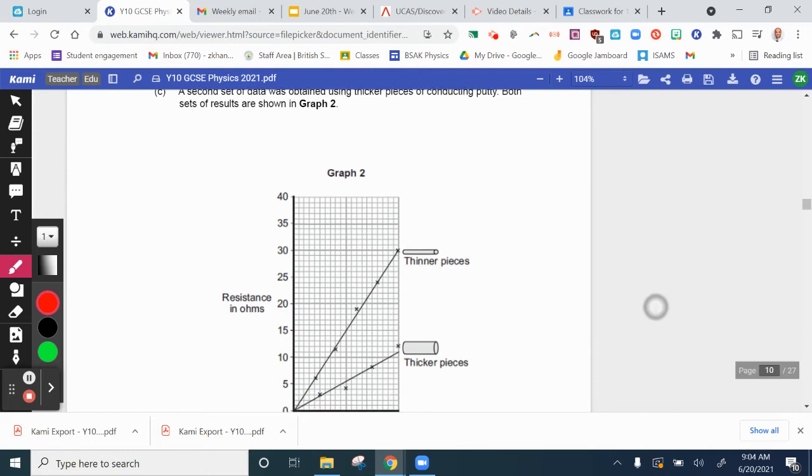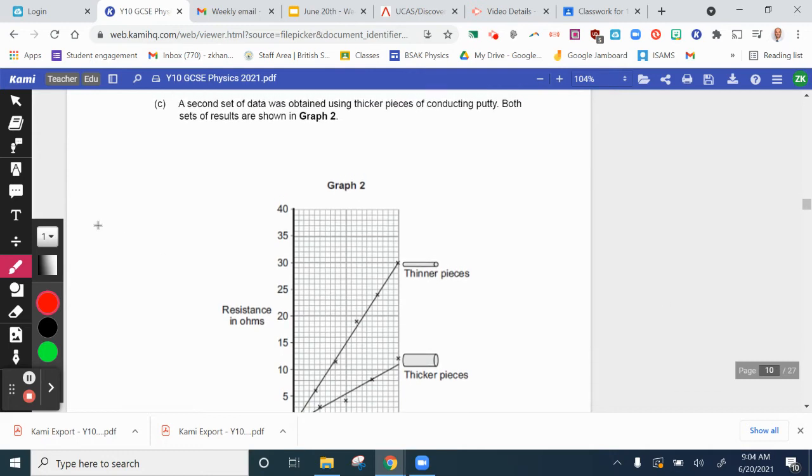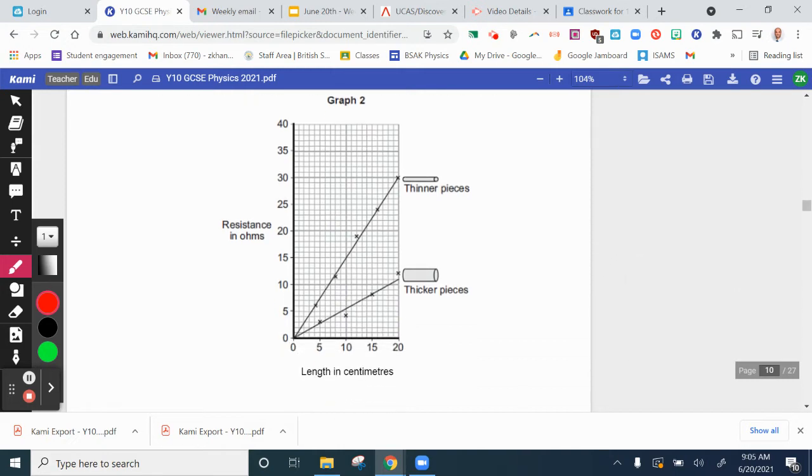And the next part of this question: a second set of data was obtained using a thicker piece of conducting putty. Both sets of results are on this graph. So what we have is the results from before, but now we've got results for a thicker piece. What we see is that for the same length, we have a lower amount of resistance compared to before.